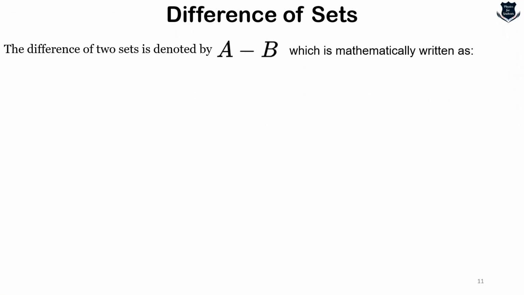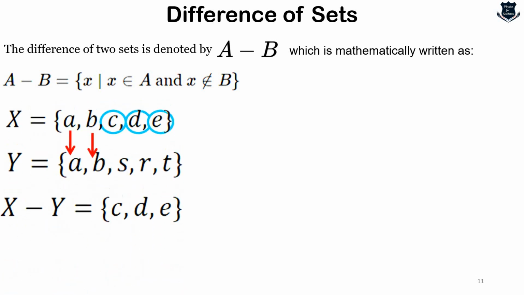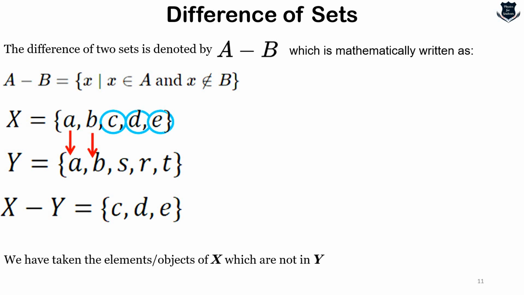So the difference of sets is simple. It is the subtraction, that is A minus B, which is mathematically written in set builder notation like this. So this is a picture. As you see, X equals A, B, C, D, E, and Y equals A, B, S, R, T. Then the difference X minus Y would be C, D, E. That means we have taken the elements or objects of X which are not in Y, right? So not in Y means obviously A, B is there, C, D, E is not there, so we have taken that.